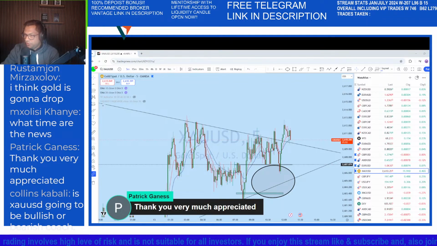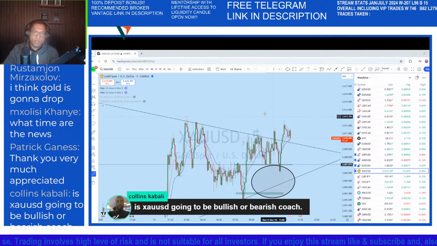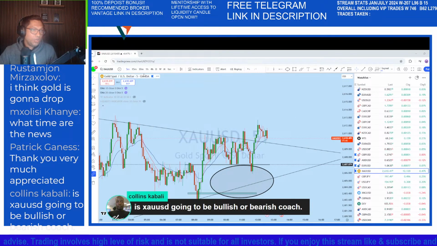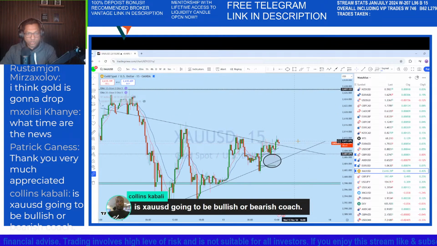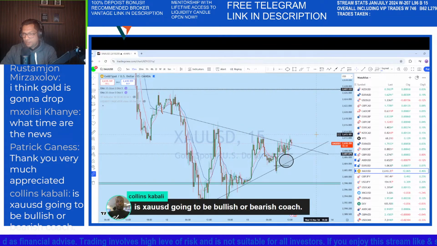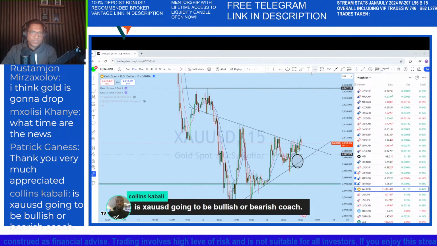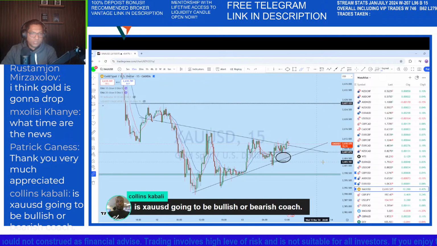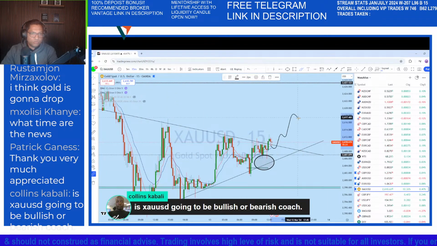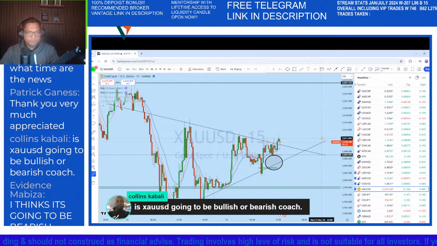Is XAUUSD going to be bullish or bearish, coach? Okay, for the time being we see some potential upside. We see a break of structure already. But we are waiting for the CPI, and then we can look for a potential entry. At the moment we can see a triangular pattern here, and in that triangle we could see potentially upside. I think it's going to be bearish. Okay, let's see where it might be heading.